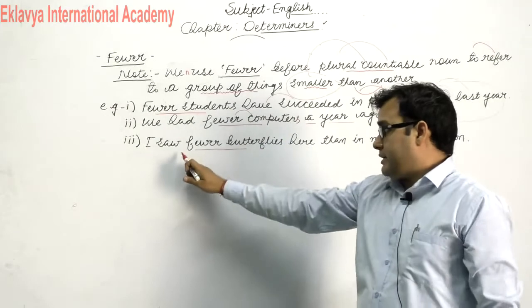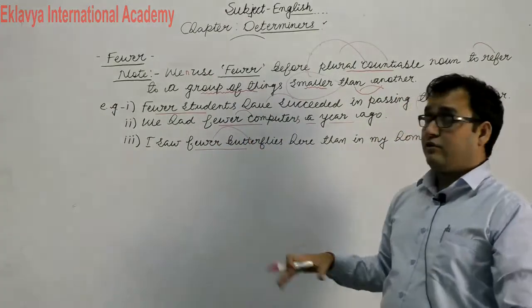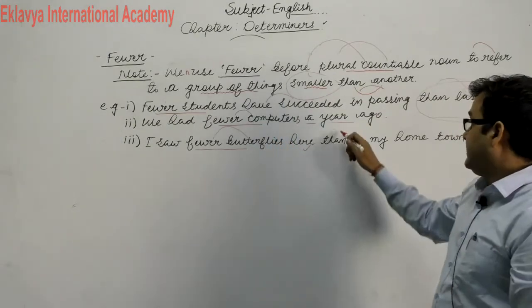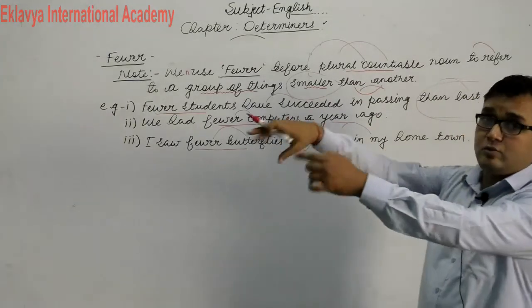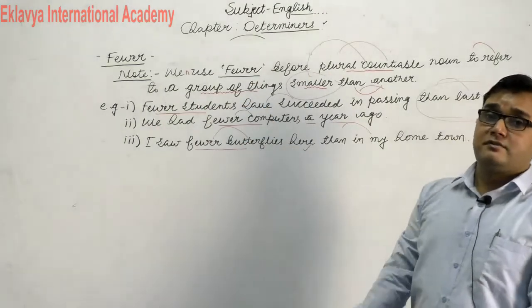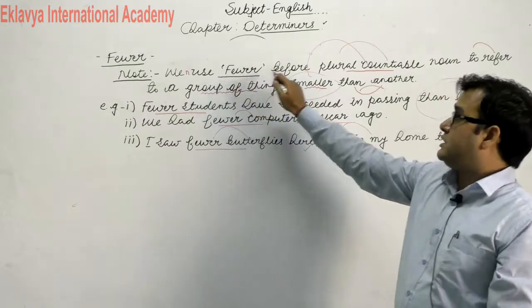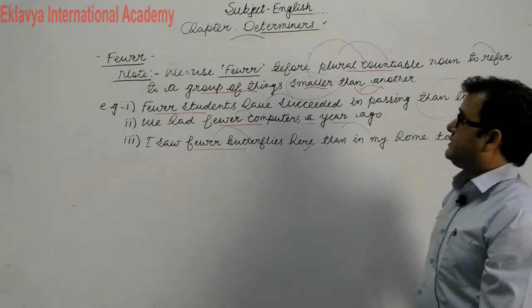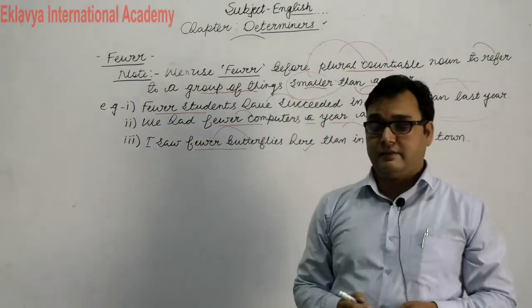I saw fewer butterflies here, कि मैंने यहाँ fewer butterflies देखी थी, than in my home town, मेरे होम टाउन के बजाय. मतलब मेरे होम टाउन में ज़्यादा, लेकिन मैंने यहाँ पे fewer butterflies देखी थी. We use fewer before plural countable noun to refer to a group of things smaller than another. Let's have the next point.